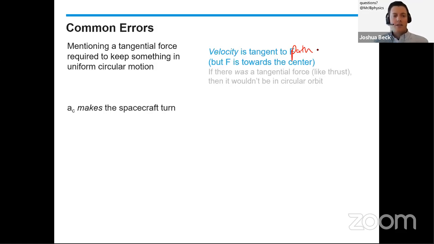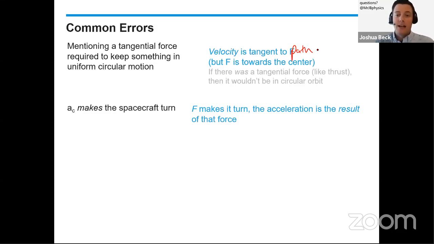Some other common errors. The centripetal acceleration makes the spacecraft turn. Accelerations don't make something turn. The fact that it's turning means that there's an acceleration. What's actually making it turn is the force, right? The force is what makes the behavior change, and then the acceleration is the result. And acceleration is a way that we can describe the effect of that force. It's the force that's making it turn and then creating that acceleration.